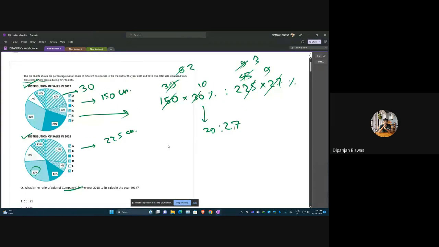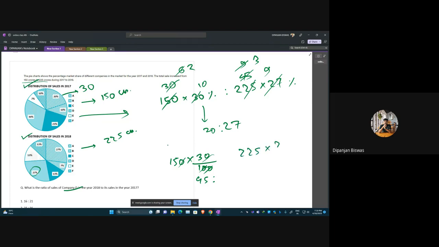Okay. You don't need to do it like this. You first take out 30% of 150 crores, that is, you are doing 30 by 100. Then you are getting 45 from here. Also, you are doing 225 crores, 27% by 100. Here you will have difficulty in calculation, but you don't need to do that because the question has been asked in ratio. It will be automatically cancelled out, as both are in percentage only.